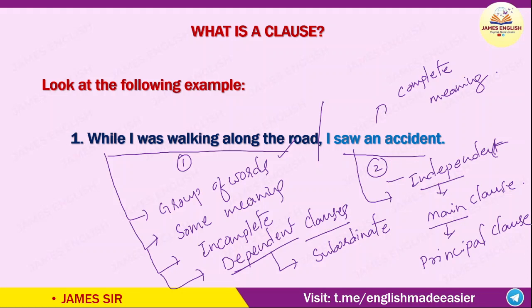Let me summarize for you. A clause is a group of words. It gives some meaning. Sometimes it is incomplete and sometimes it is complete. When it is incomplete, it is known as a dependent clause or subordinate clause. When a clause gives a complete meaning, it is called an independent clause, main clause or principal clause.